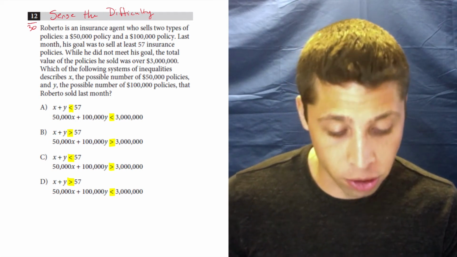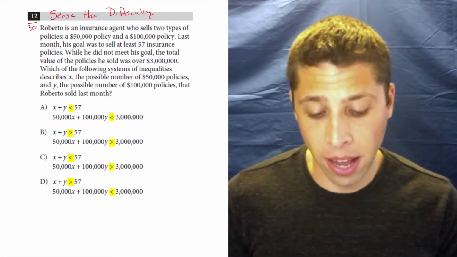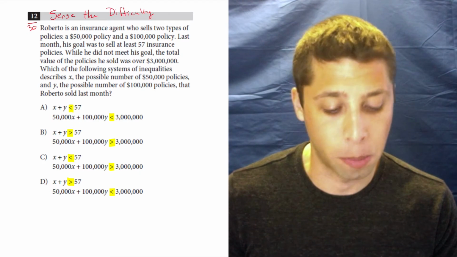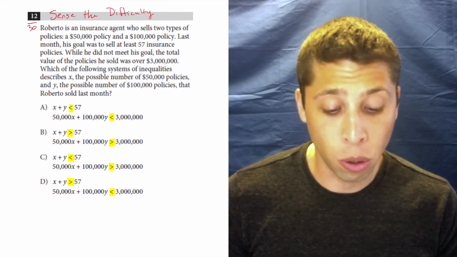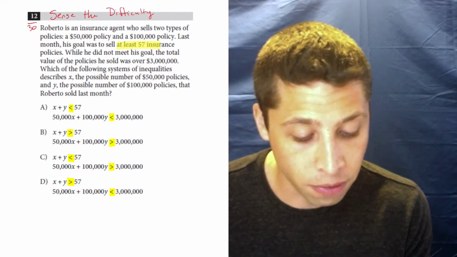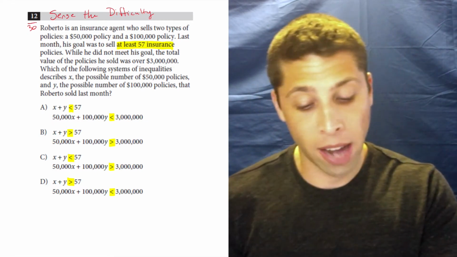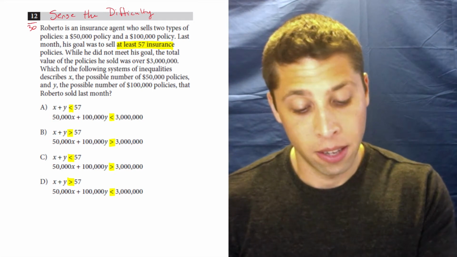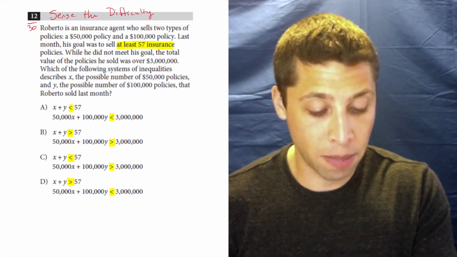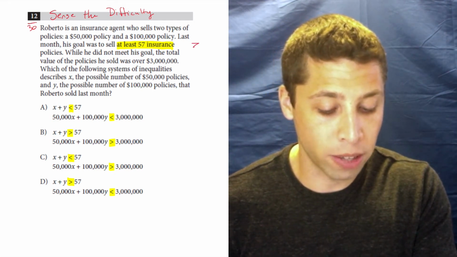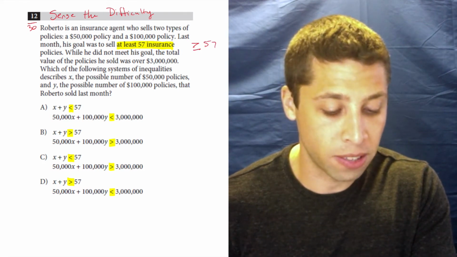Roberto is an insurance agent who sells two types of policies, a $50,000 policy and a $100,000 policy. Last month, his goal was to sell at least 57 insurance policies. Okay, so how does that work? At least 57, so that means he wants his number to be greater than or equal to 57.